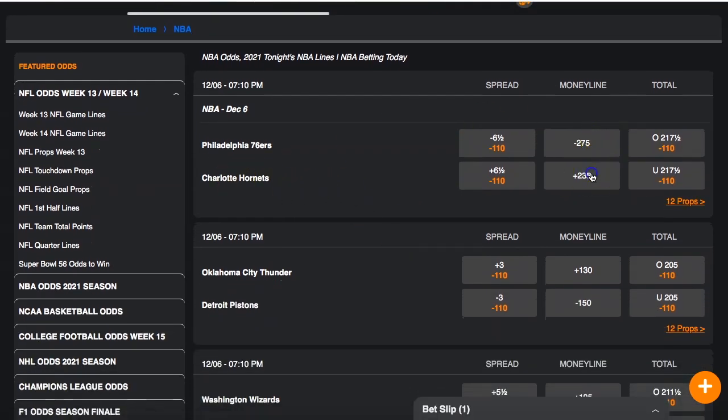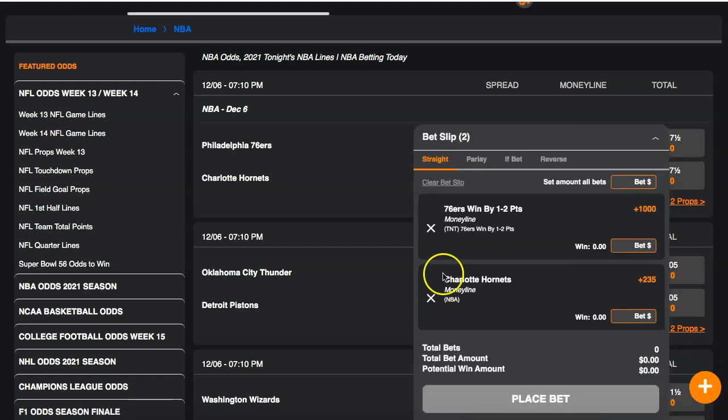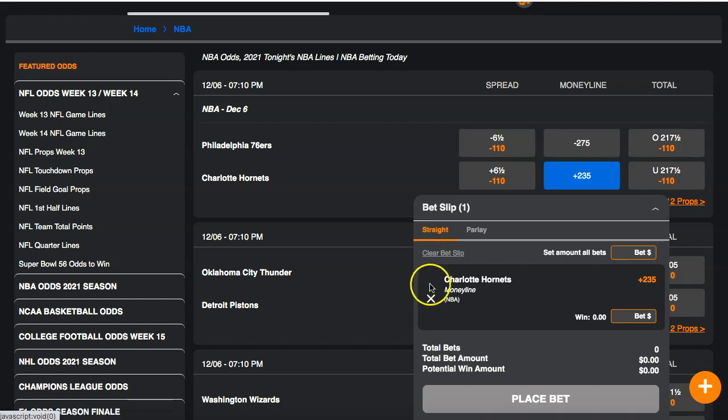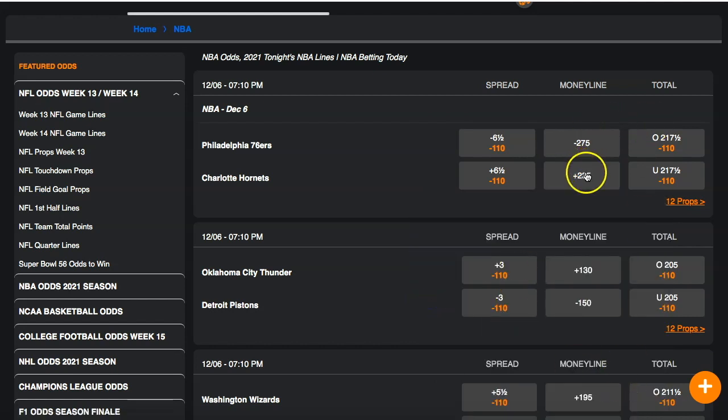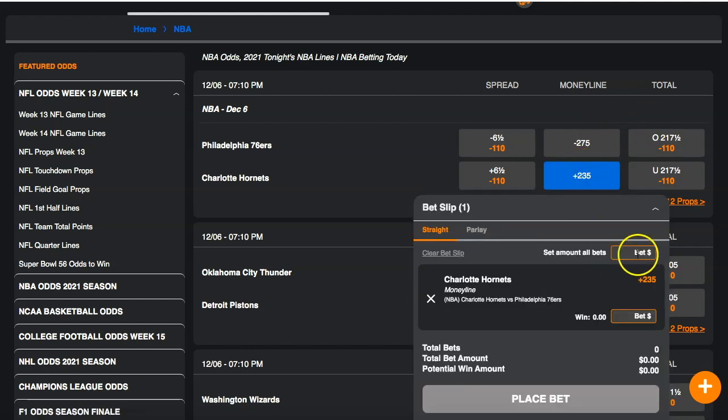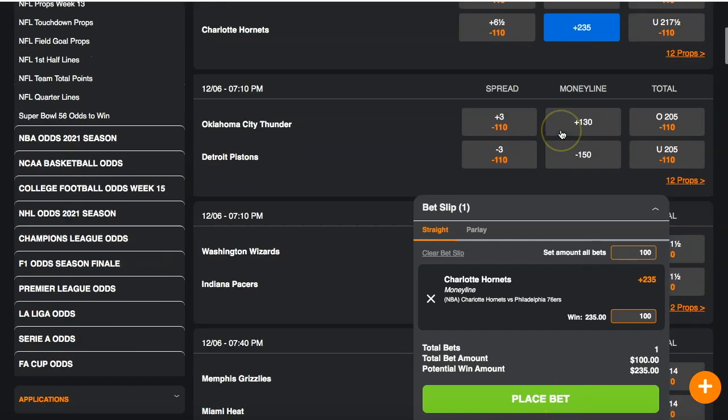Let's say I think the Hornets are going to win. We'll just do $100. So I would put in 100. Let me eliminate these ones over here. So if I think they're going to win plus 235, I would put in $100 over here to win 235. I would click place bet, okay? So this is a money line bet. It doesn't matter how much they win by.